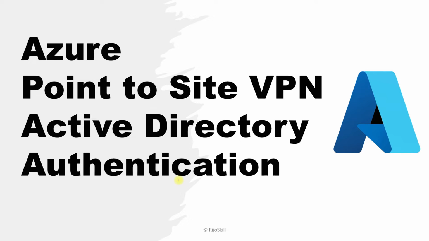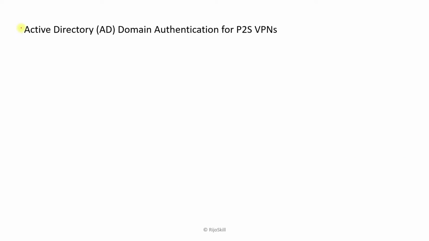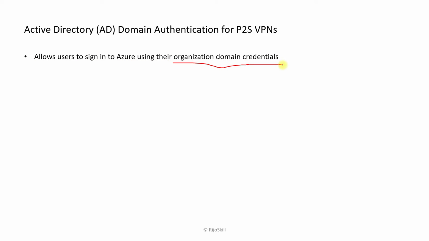Today we are planning to discuss the topic Azure Point-to-Site VPN Active Directory Authentication. So what does Azure Active Directory Authentication mean? It allows users to sign in to Azure using their organization credentials, meaning Active Directory domain credentials.